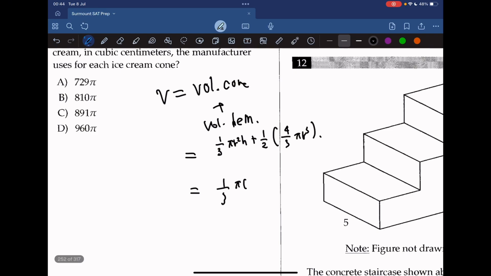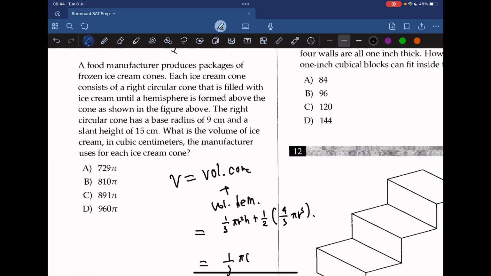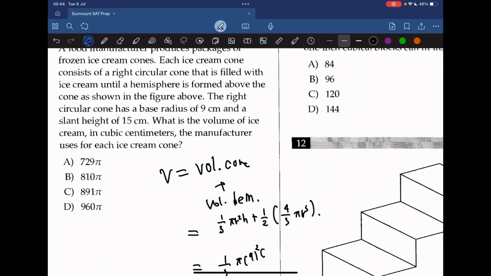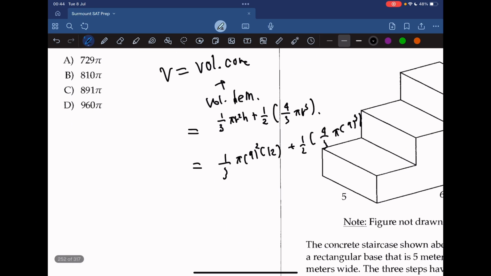So the radius of the cone is 9, and the height is, like we found before, 12, plus 1 over 2, 4 over 3, pi, 9 cubed. And we can put this in a calculator, and we should get 324 pi plus 486 pi, which is 810 pi. So the answer is B.